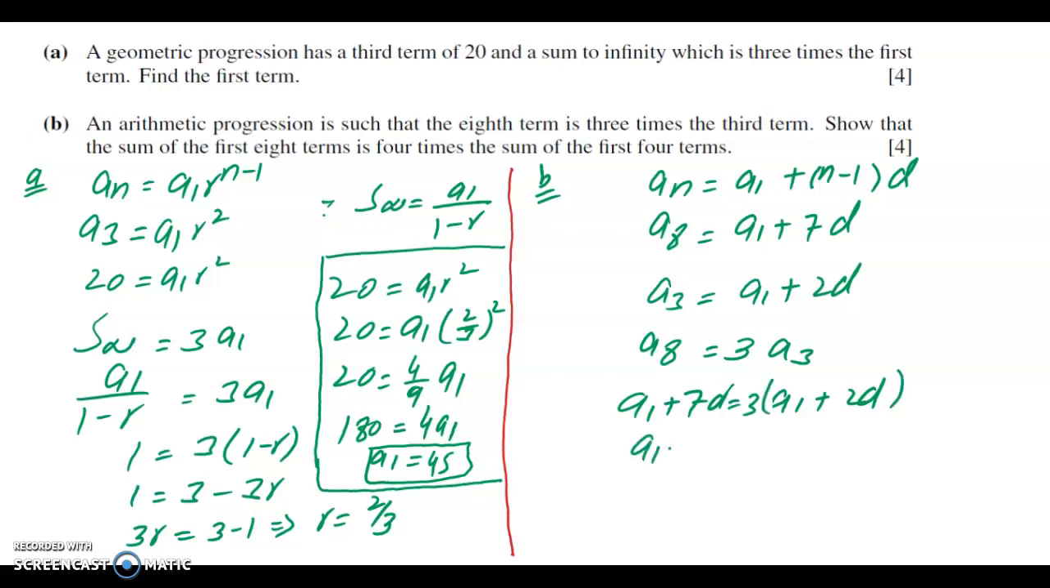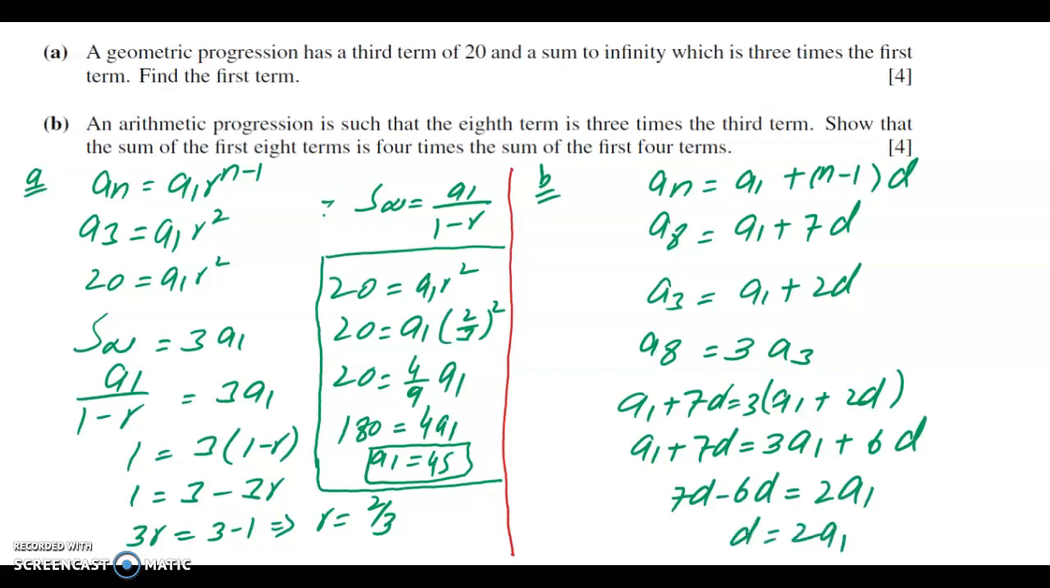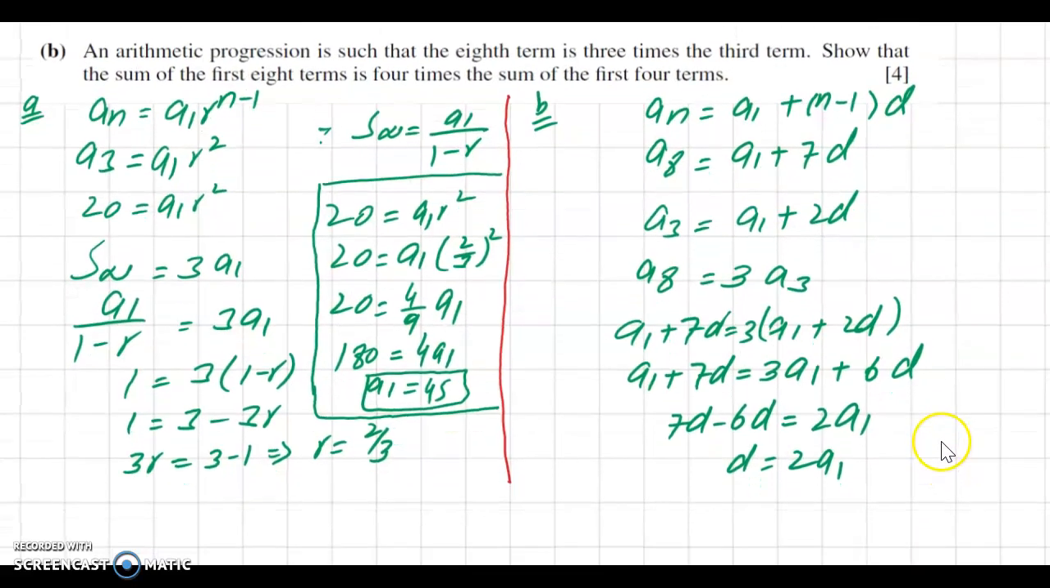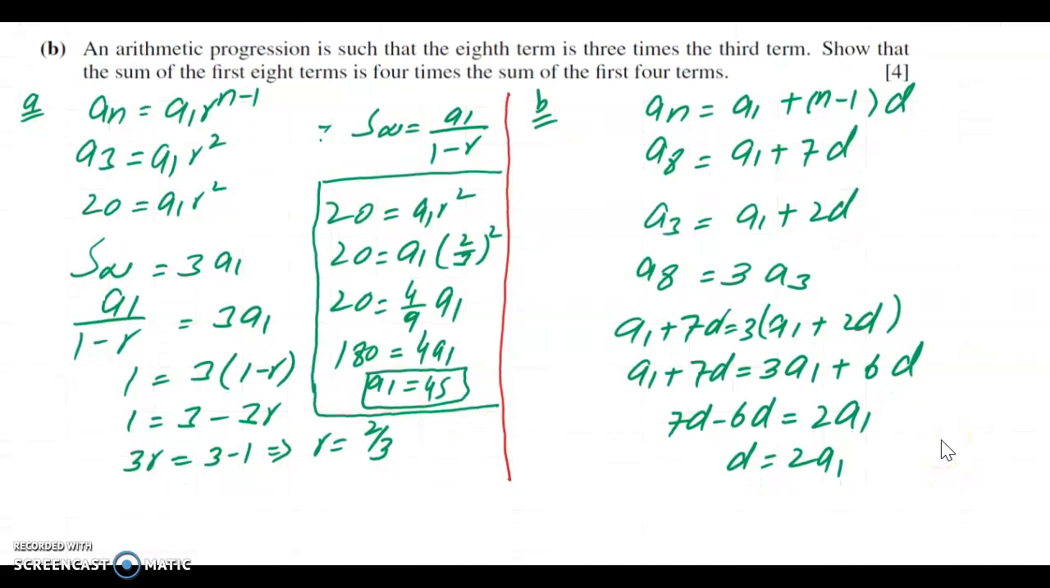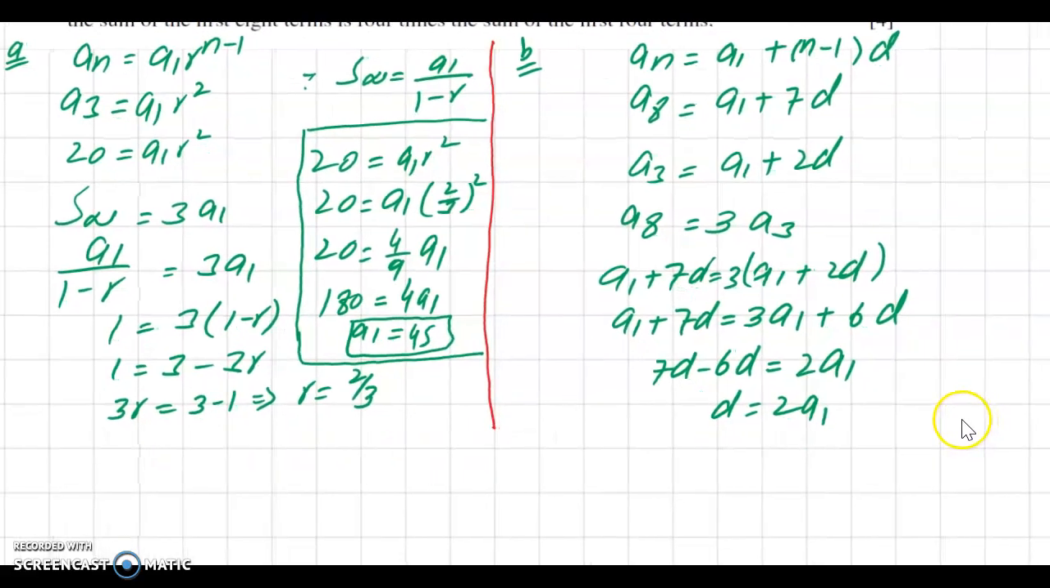If we simplify, a1 plus 7d is equal to 3a1 plus 6d. So now 7d minus 6d is equal to 2a1, which means d is equal to 2 times a1. Once we figure out these values, the next part says to show that the sum of the first 8 terms is 4 times the sum of the first 4 terms. So now we use the sum formula.